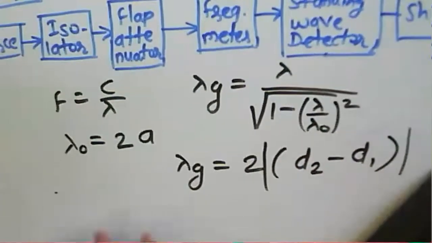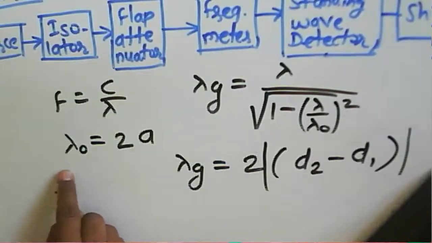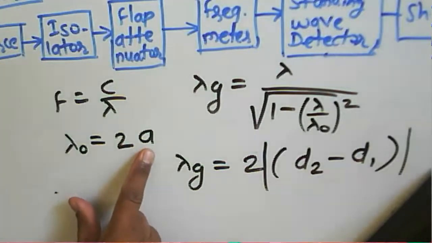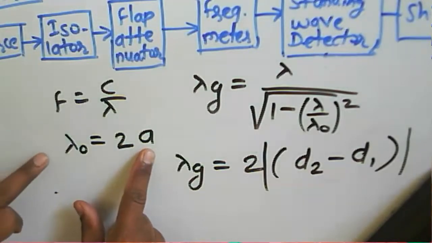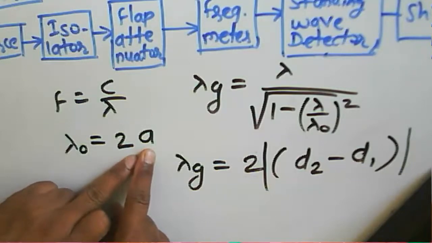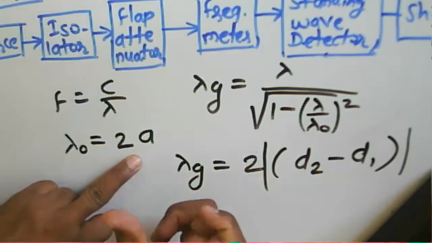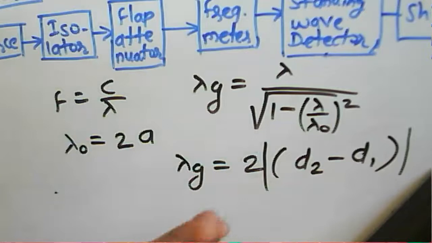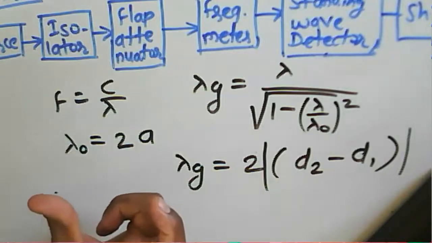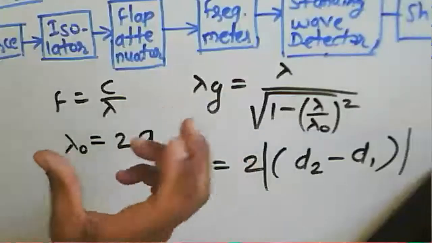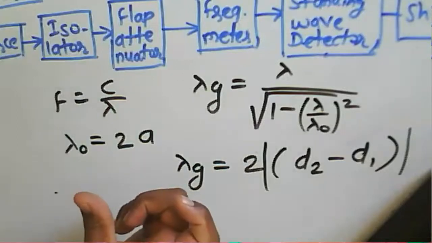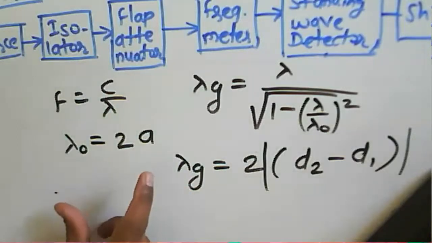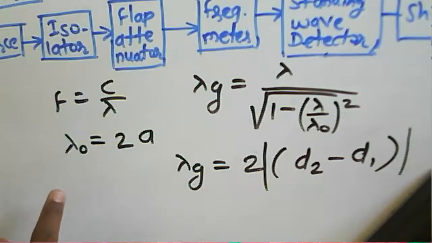And now here, twice of a is nothing but lambda 0, the cutoff wavelength. And what is a? It is the inner distance between the two side walls of a given waveguide. So lambda 0 is equal to twice a, where lambda 0 is the cutoff wavelength.